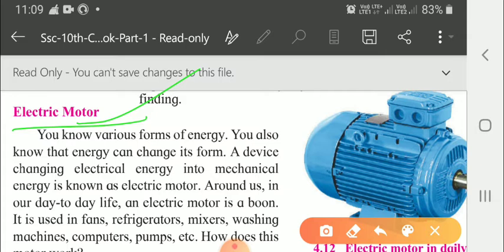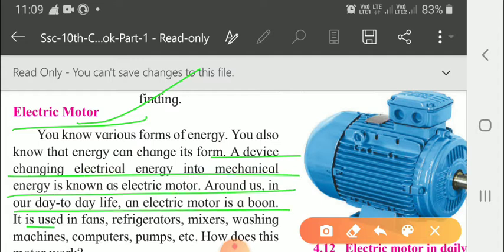In our daily life, this motor is like a boon because it is used in fans, refrigerators, mixers, washing machines, computers, electric pumps, so many things. So this point you have to underline: what is an electric motor? This is a very important point.